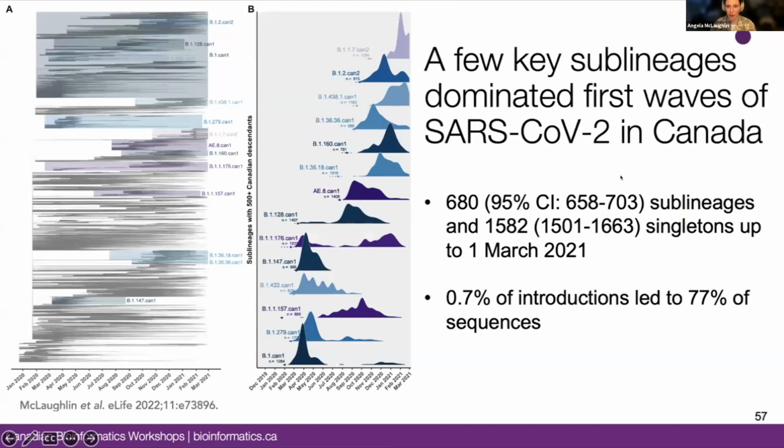And I used this approach in my PhD research, which we published in eLife in 2022, to look at what the sublineages of the first 2 waves of SARS-CoV-2 in Canada were. We found that there were a lot of introductions in the first 2 waves, and this was in the midst of non-pharmaceutical interventions. However, despite there being over 2,000 introductions, less than 1% of those introductions led to 77% of the sequences. So it was like an overdispersed epidemic, as we say, where there are infrequent super spreading events.